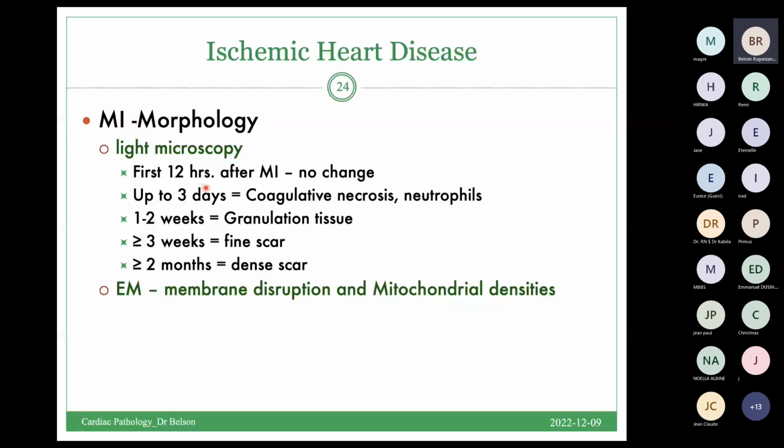So on microscopy, when they bring the tissue to the microscope, in the first 12 hours you see nothing, but between 12 hours and 3 days you see coagulative necrosis with many neutrophils. If it is more than 1 week, there will be granulation tissue. If it is more than 3 weeks, a fine scar, and so on. So this is important, for example, in forensics.